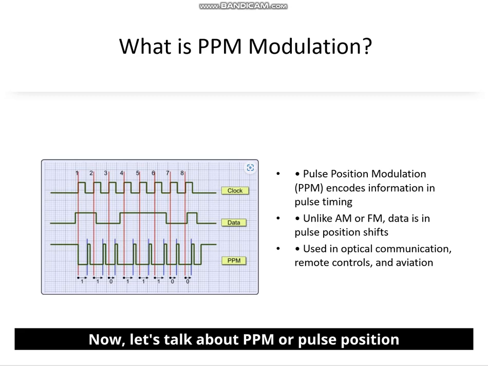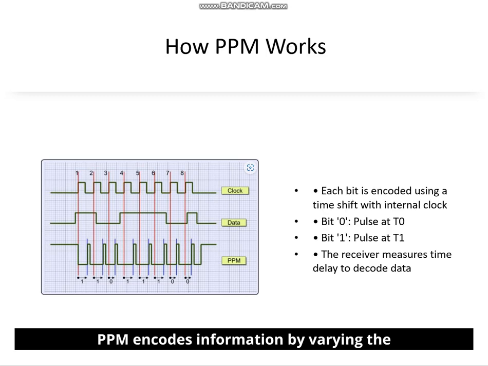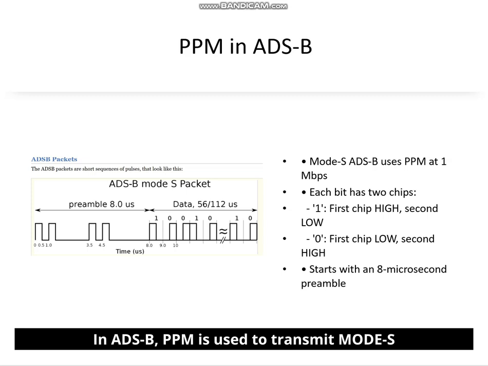Now, let's talk about PPM, or pulse position modulation, which is the modulation scheme used in ADS-B signals. PPM encodes information by varying the position of pulses within fixed time slots. Each pulse shift represents a different binary value, making it a simple yet effective modulation scheme for ADS-B signals. In ADS-B, PPM is used to transmit Mode S messages, which include an 8 microsecond preamble followed by 112-bit or 56-bit data blocks.